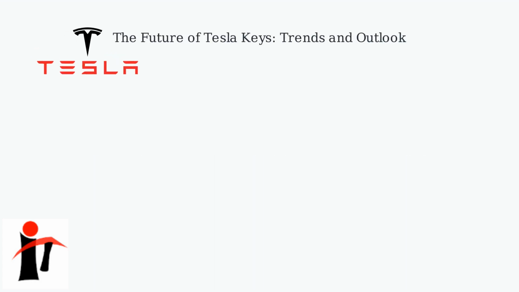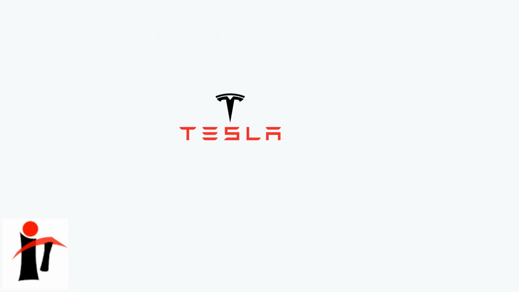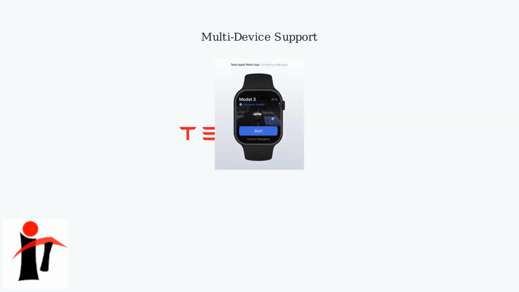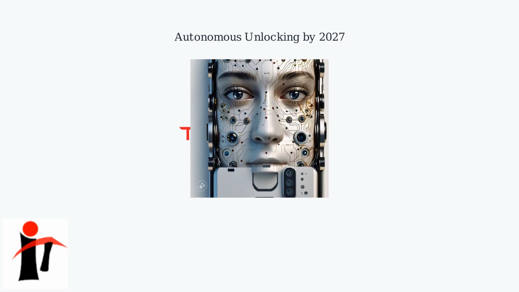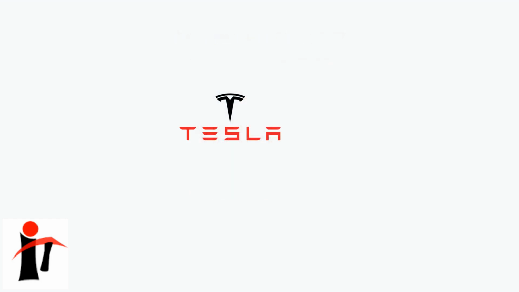The future of Tesla keys includes greater biometric integration with fingerprint and iris scanning for secure access. This involves using fingerprint recognition to unlock vehicles securely. Iris scanning uses eye patterns for authentication. Support is expanding to smartwatches like Apple Watch for convenient access. By 2027, FSD-enabled vehicles may unlock by recognizing the owner's face or voice. Tesla is exploring universal EV keys for cross-brand compatibility. Stay tuned for more innovations in keyless technology.